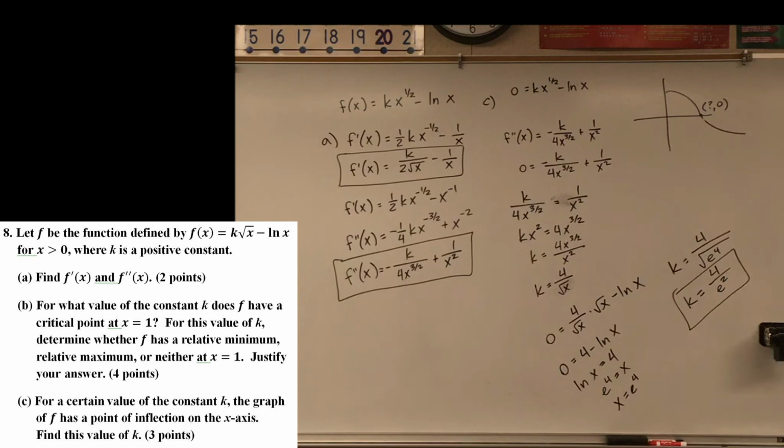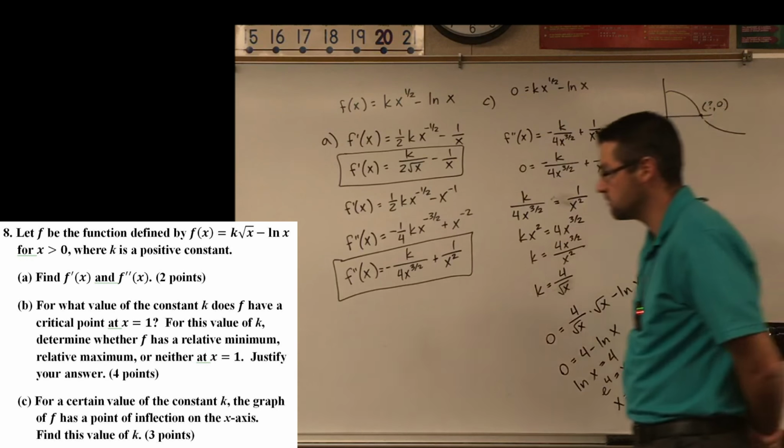So 3 points. Looks like you're going to get a point for solving for k here. So you've got to set f double prime equal to 0, solve for k. You're going to get a point for solving for x, and then a point for solving for the correct k. Okay?